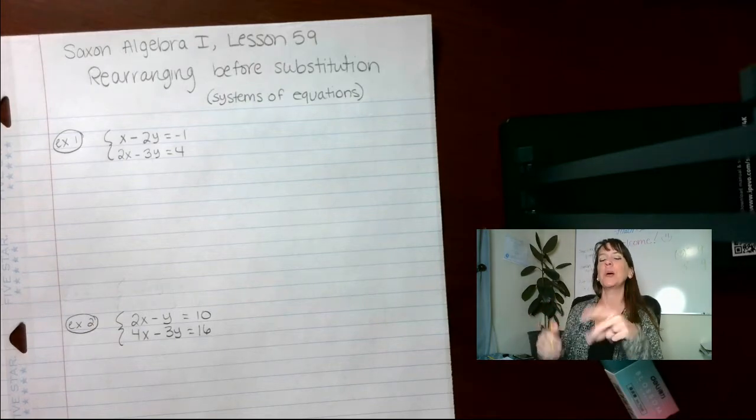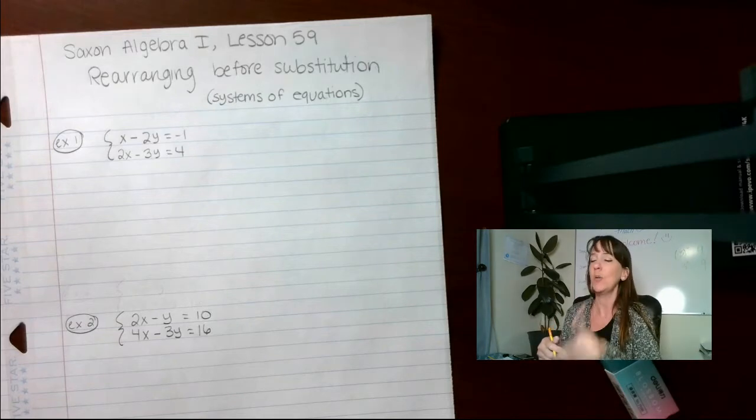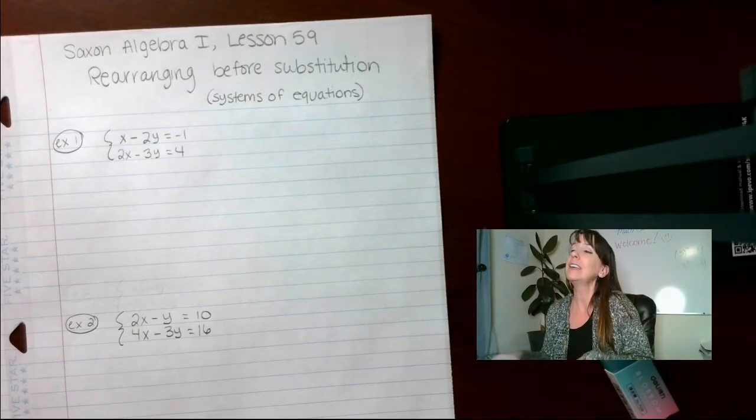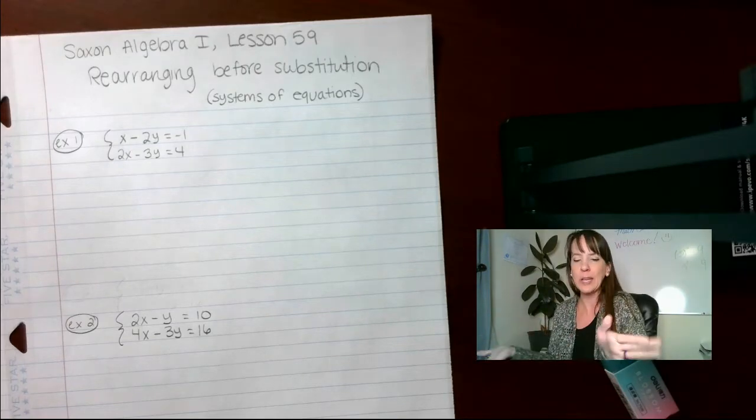This time you have two, and if you have two variables in an equation, you can't solve for it unless you have two equations. If you have three unknown variables, then you would have to have three equations. That's the only way you can solve for those.